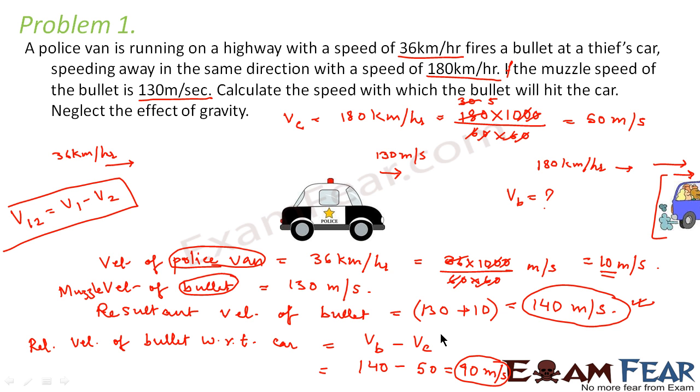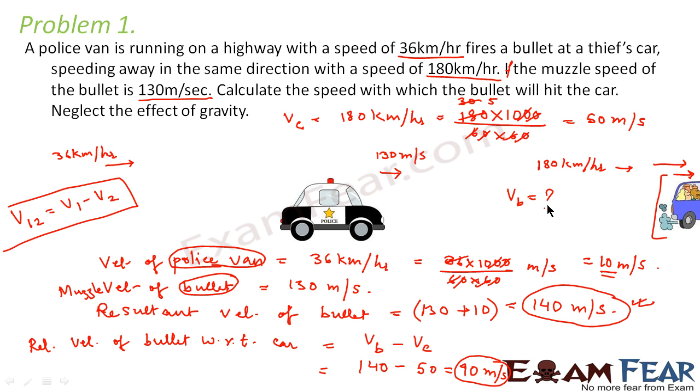I hope it is clear to you now. When the bullet is fired, the speed of the bullet alone was 130 meter per second. Since it is fired from a van which is already in motion, therefore the resultant velocity of the bullet will be 130 plus 10.